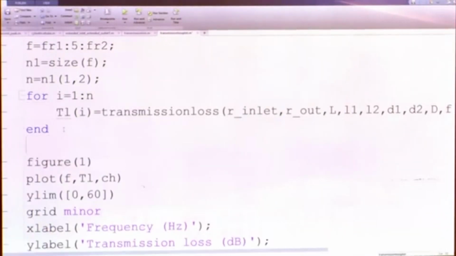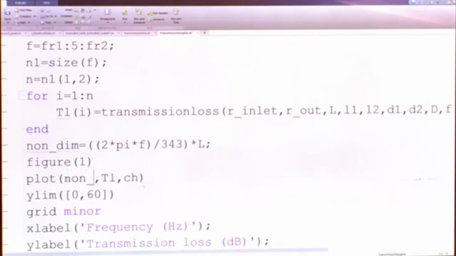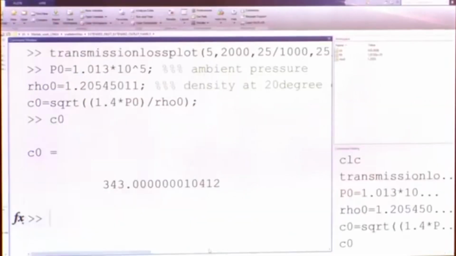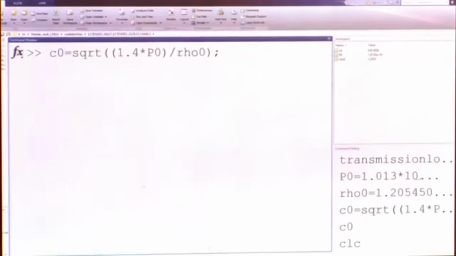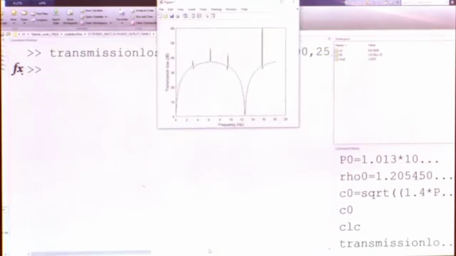What we could do is quickly non-dimensionalize the frequency, 2 pi times f by the sound speed, which is 343. So, we will probably put 343 times L. So, 2 pi, non-dimensional. Once we do that, let us see if our life is improved. So, we get this. Okay.